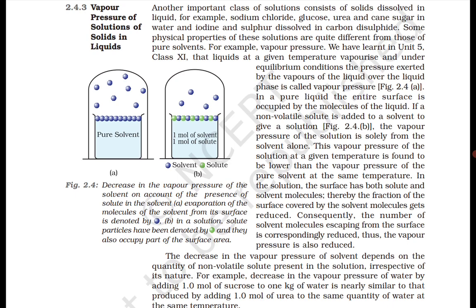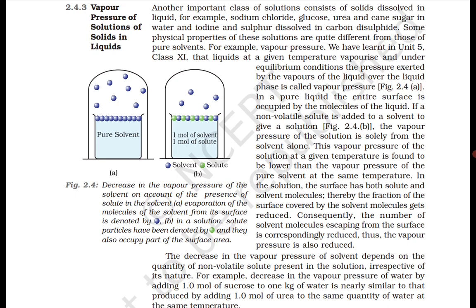A. Evaporation of the molecules of the solvent from its surface is denoted by the blue dot. B. In the solution, solute particles have been denoted by the green, and they also occupy part of the surface area. This is shown in figure 2.4. In a pure liquid, the entire surface is occupied by the molecules of the liquid.